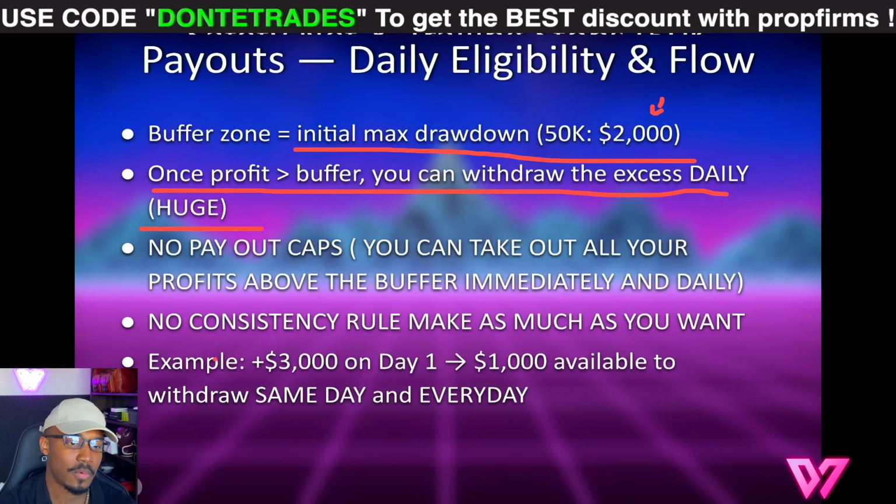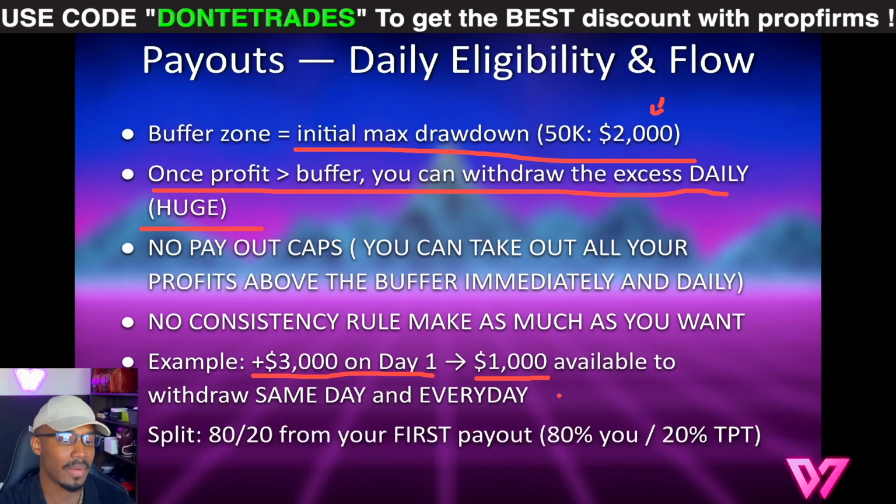And to give you an example, let's say you get into your funded account, your Pro Plus account. If you make $3,000 the first day, you can take out $1,000 immediately, right? Because again, anything over that $2,000 buffer zone, you can take out immediately, right? So that will be $1,000. So you can withdraw that same day. And if you do the same thing the next day, you can withdraw again the next day. And you can do that every single day, right?